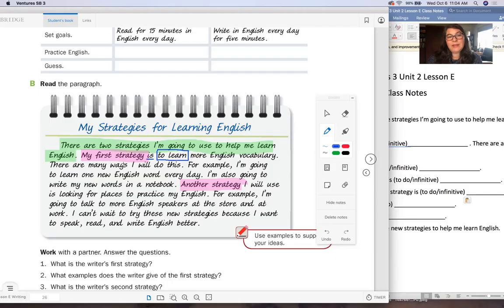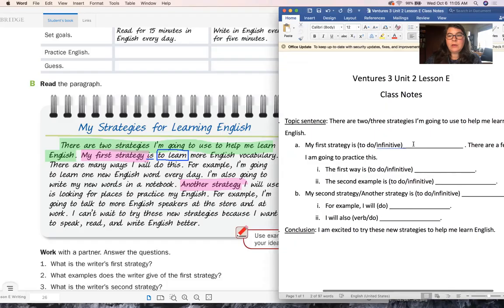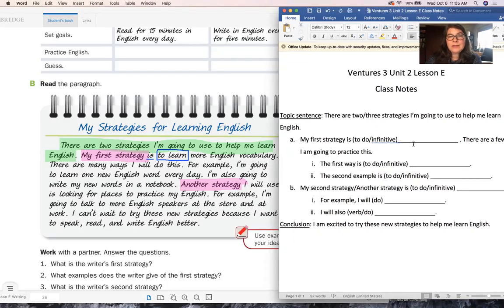say, my first idea or my first strategy is to watch movies, or to speak more. Okay, so over here, this is how you can use this. My first strategy, and then I have is, and then you need, I said just to do, but you can say to learn, to practice, to speak, to watch, something like that. You need the infinitive. So I want you to think about what is a strategy you will use to learn more English, and write it here. My first strategy is to speak more English.